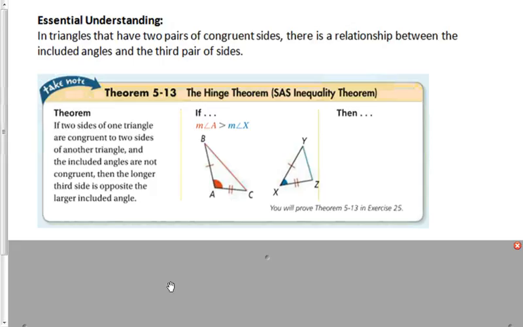Here's what it says. If two sides of one triangle are congruent to two sides of another triangle, and the included angles are not congruent, so we have the two sides congruent, labeled here, this one's congruent to this one, and this one to this one, and we know that the angles are not the same, as you can see from the picture, then the longer third side is opposite the larger included angle. Meaning, if this is the larger angle here, then it's opposite the larger side. So we know that if the measure of angle A is greater than the measure of angle X, then the length of BC is greater than the length of YZ.